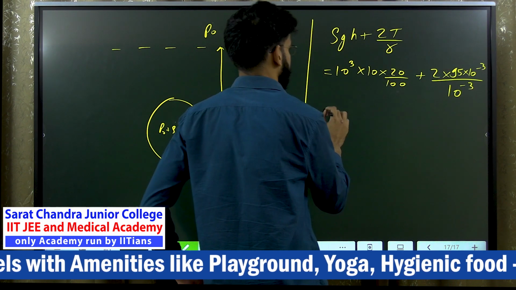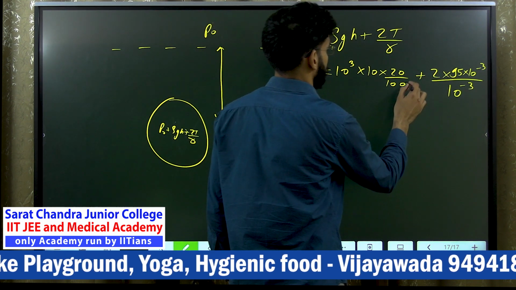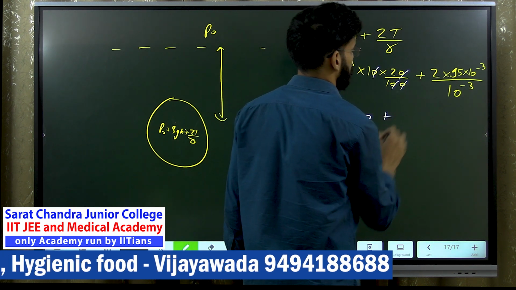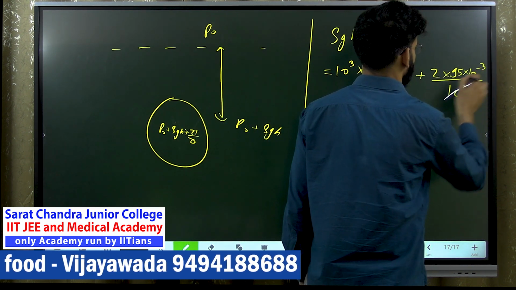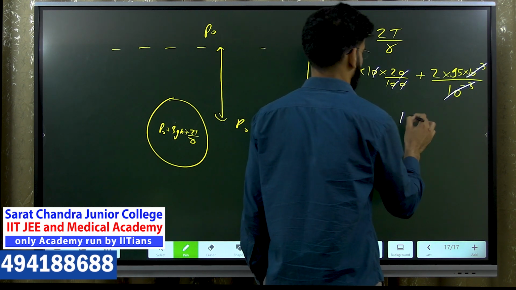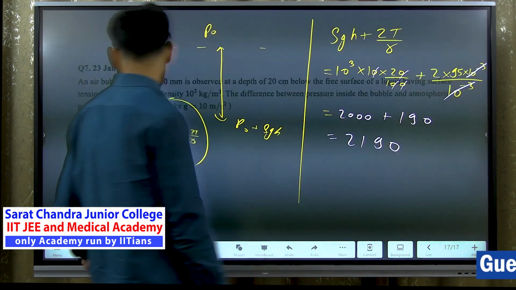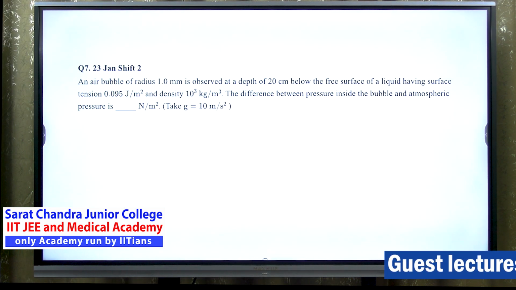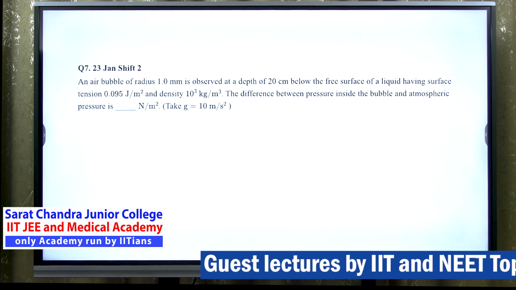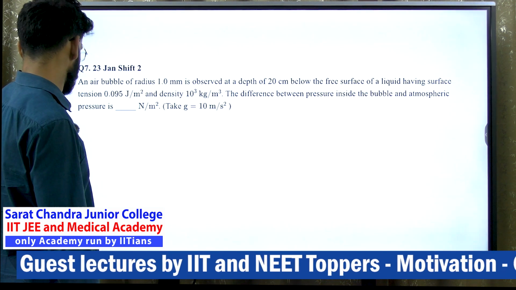Okay. So from here if I get my answer, 2000, okay, plus here how much? This is 95 into 2. So how much is this? 190, right? 190. So this is 2190. Okay, 2190. So that's my answer. The atmospheric pressure, only the pressure difference is being asked. So 2190. That's my answer. Okay. Right. Next.